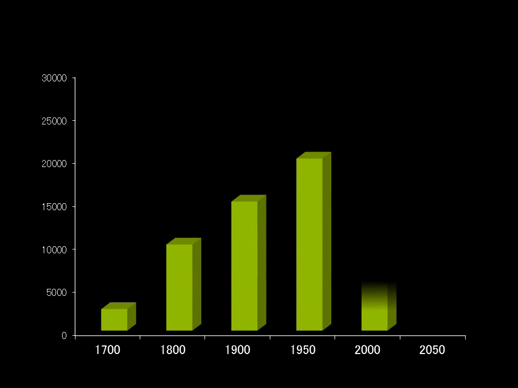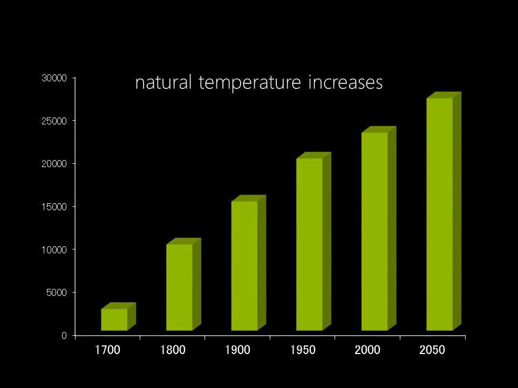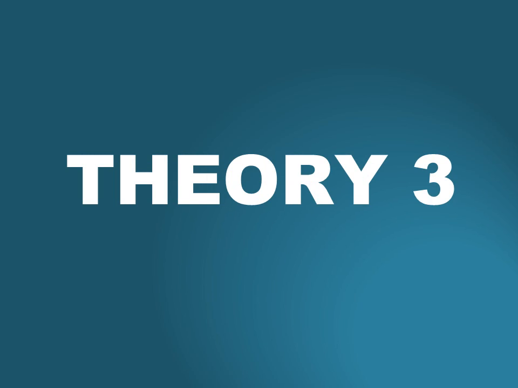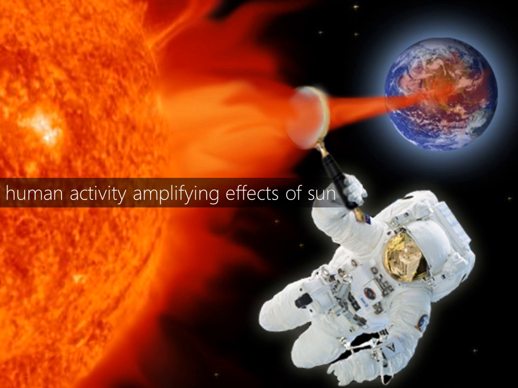We can see from this chart the extent to which natural temperature has increased in the Earth. There is no clear evidence from this diagram that human intervention has contributed to the rise in the Earth's temperature. This takes us to our third explanation, that it is in fact human activity that's magnifying the effects of the sun. In other words, it's a bit of both.